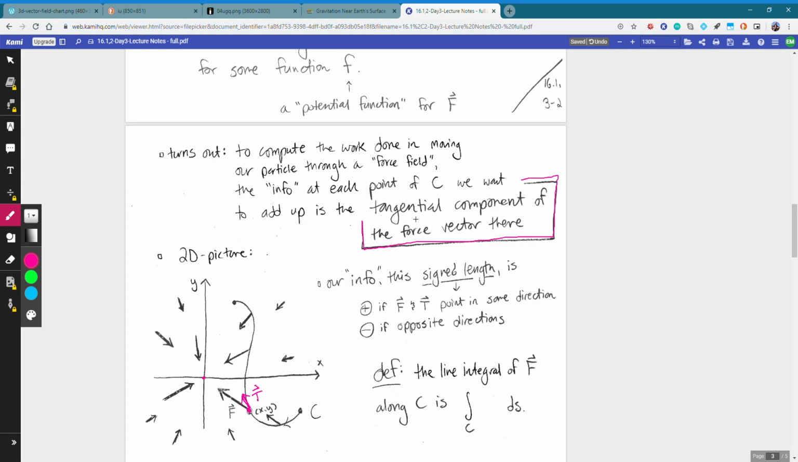And what we mean by the tangential component of the force vector there is that we want to grab the amount of this vector F that's in T's direction. We want to kind of come down orthogonally and figure out the length of this bar that we get in T's direction from projecting this vector down.